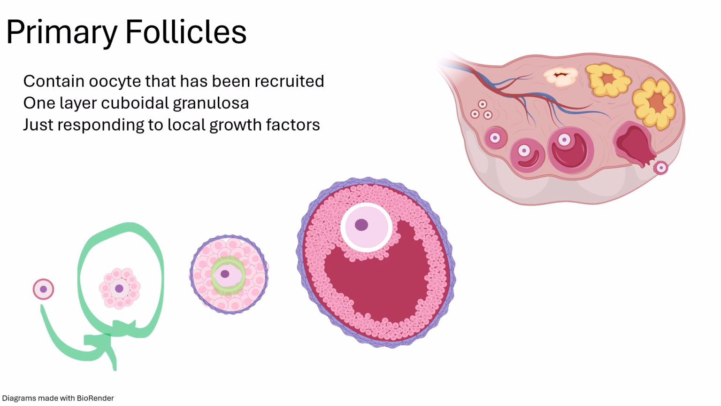At the primary follicle stage, the follicle is just responding to local growth factors produced within the ovary rather than responding to gonadotropins like FSH. These local paracrines stimulate granulosa cell proliferation and oocyte development. The primary follicle represents a really important transition from a dormant to an actively growing follicle, and this lays the groundwork for more advanced stages of development and ultimately ovulation.